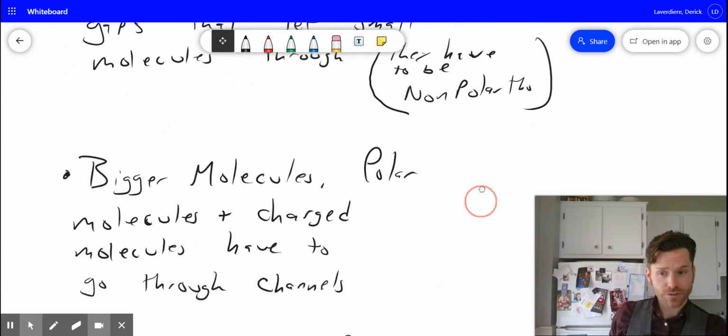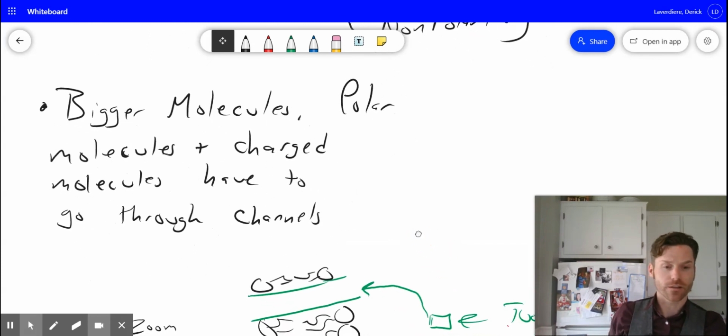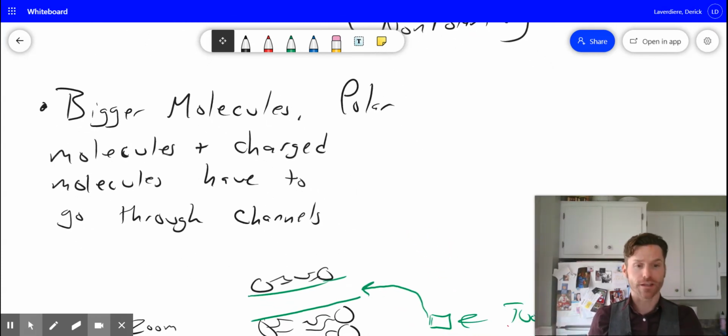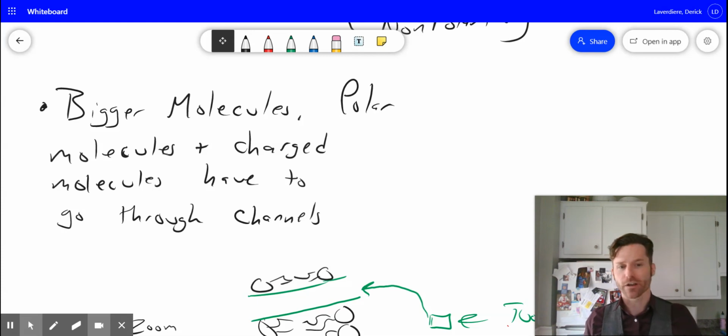Larger molecules or polar molecules or charged molecules such as ions, right? Like sodium ion, which is a cation. Sodium is a cation, which means it has a positive charge, right? And its complementary ion is the chloride ion, which is an anion, it has a negative charge. Okay, so those kinds of things can't go through the membrane on their own. If it's too big, if it's polar, or if it's ionic, it can't go through the membrane. It has to go through a special little gateway.